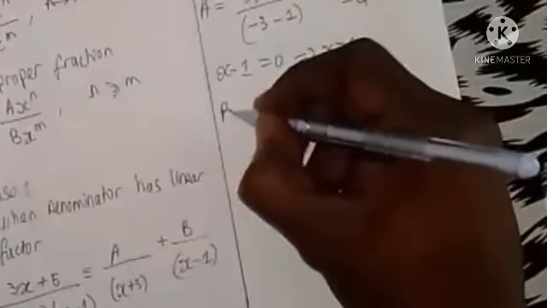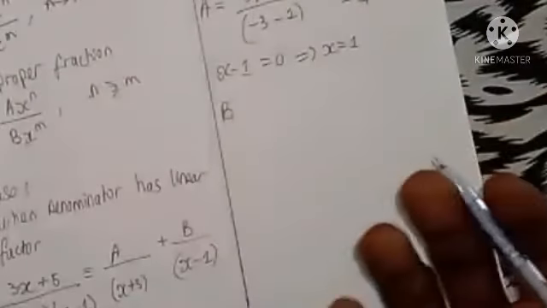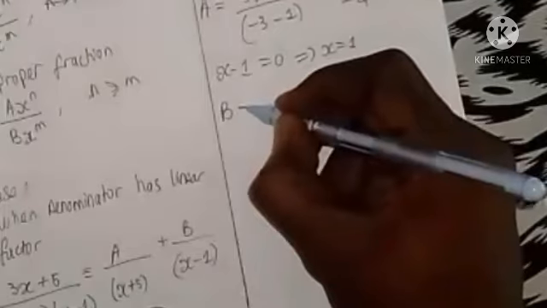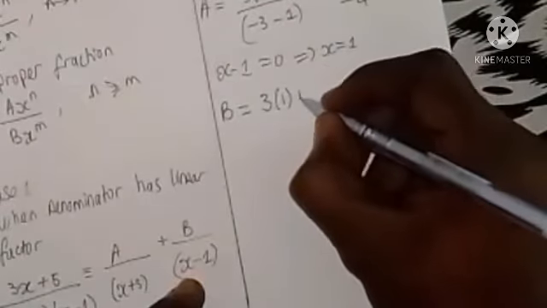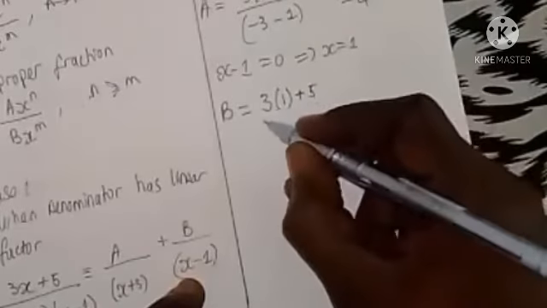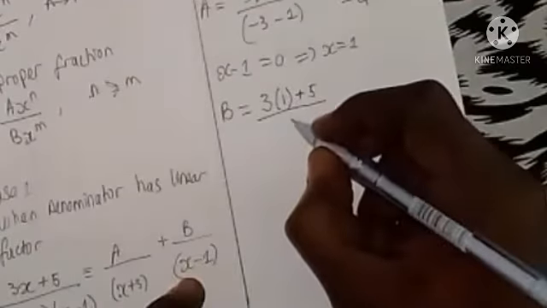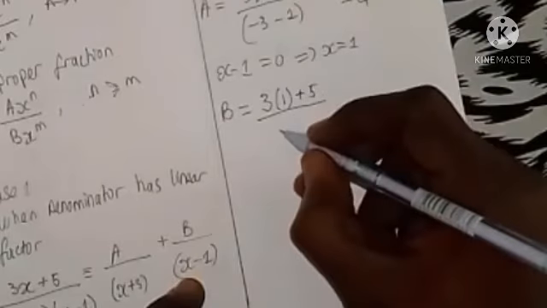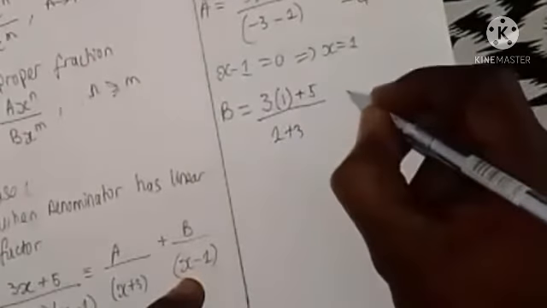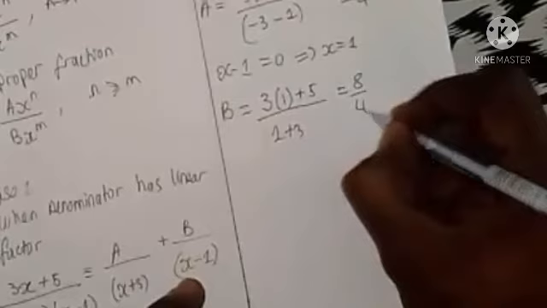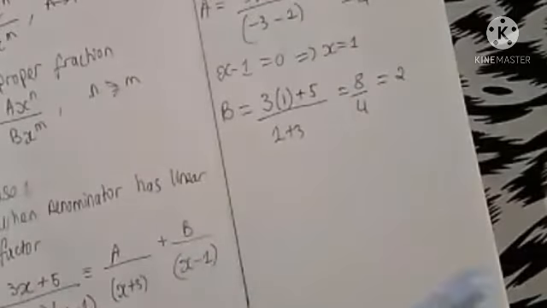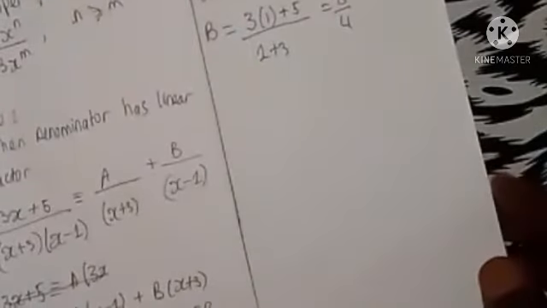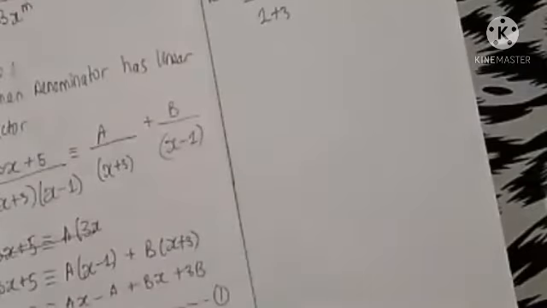So when you substitute in the above by blocking x minus 1, which is one of the linear factors, b is going to be equal to 3 into 1 plus 5 divided by 1 plus 3. This is equal to 8 over 4, which is equal to 2. Okay, so here we are. We have the same results using two different methods.